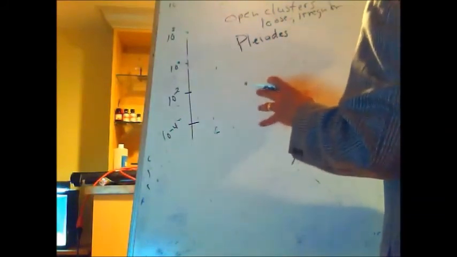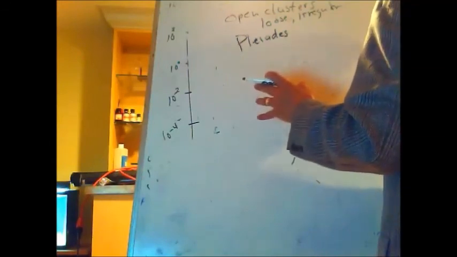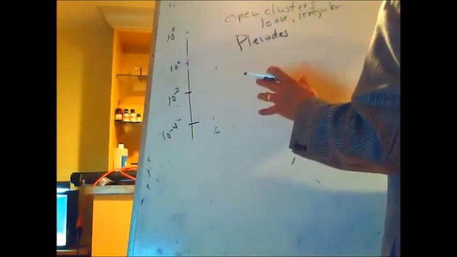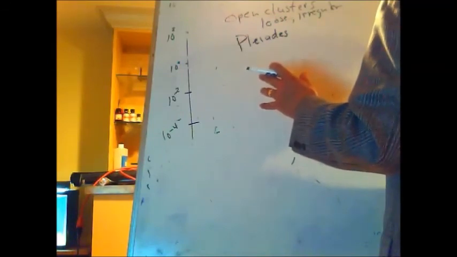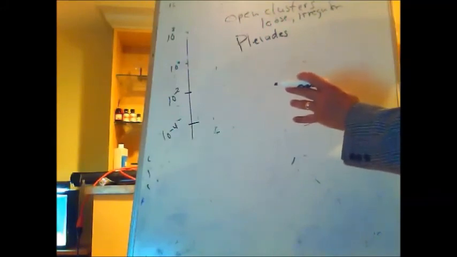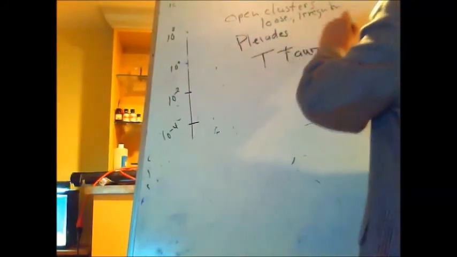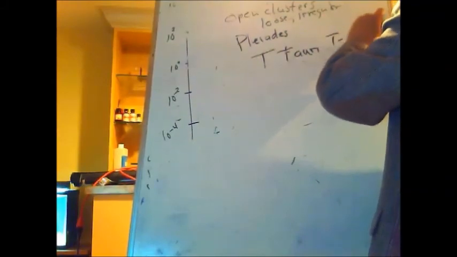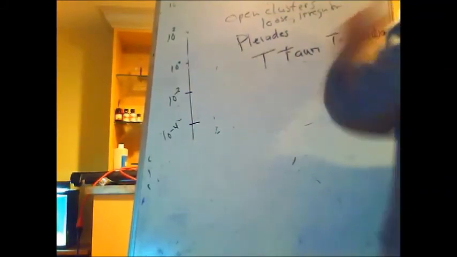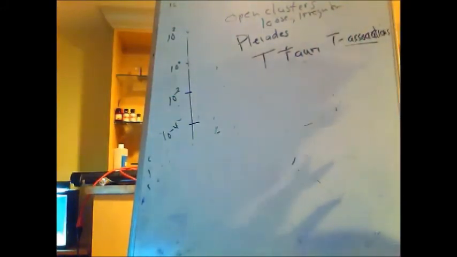There's a less massive type of structure, but more extended. These are called associations, and these tend to be rich in O and B type stars, and there's also some associations that have a lot of T Tauri stars, and they're just called T associations. Remember that the T Tauri stars are stars that are really in their infancy. So when we see those things, they're known as T associations.